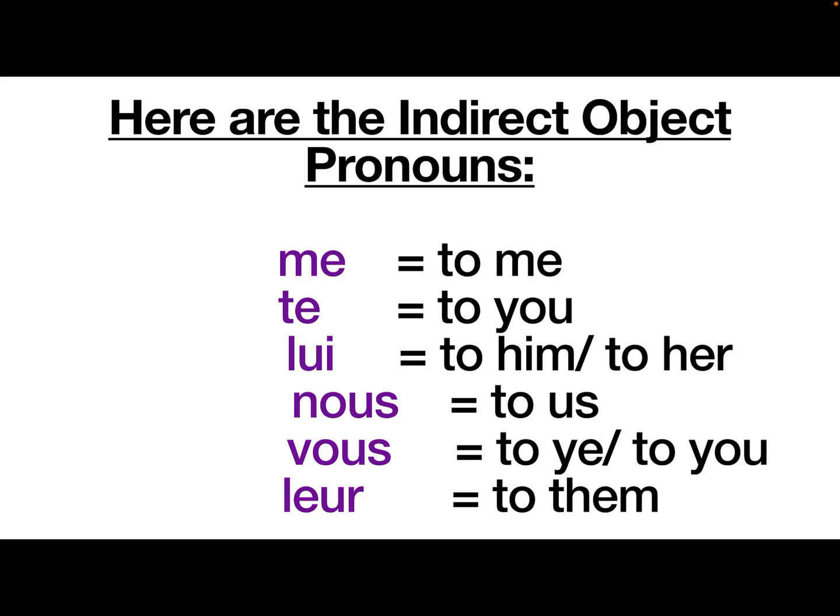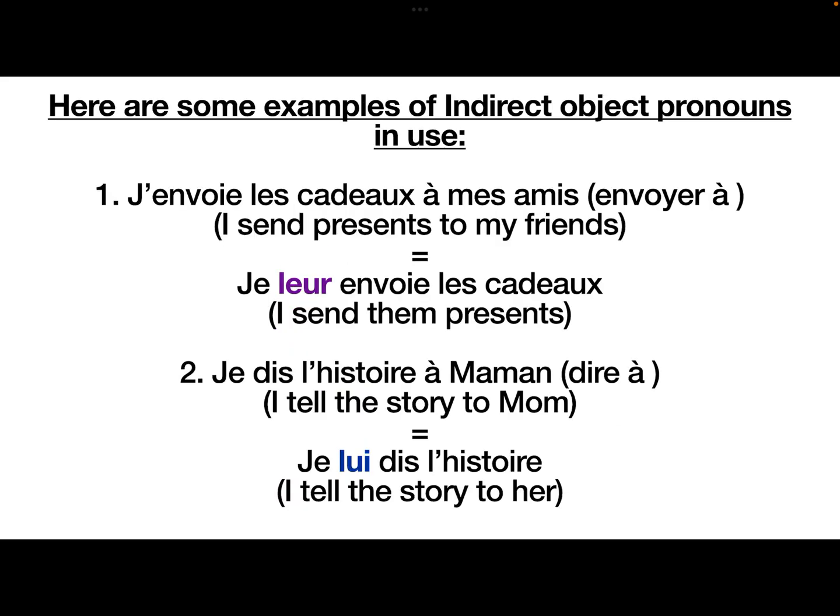Now, yes, they do look very like the direct object pronouns, which were me, te, le, la, nous, vous, and les. But these are me, te, lui, nous, vous, leur. Okay, let's look at more examples that'll make it easier.